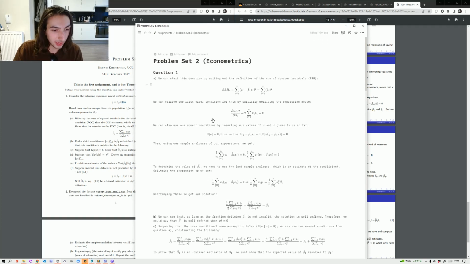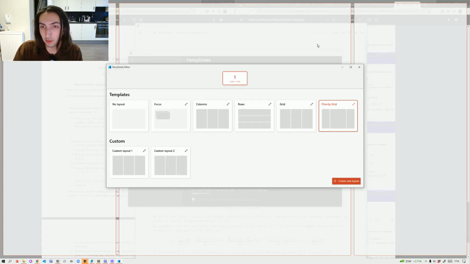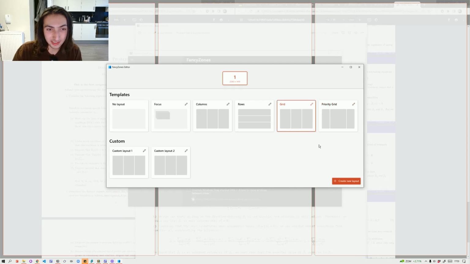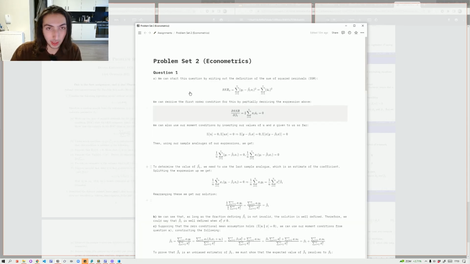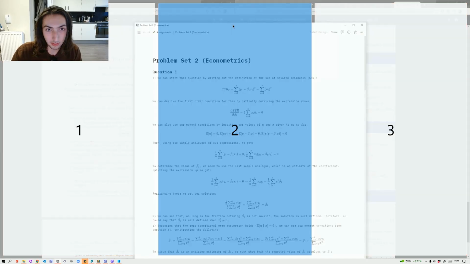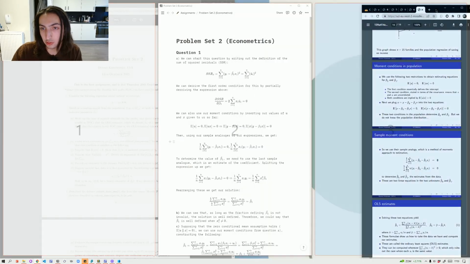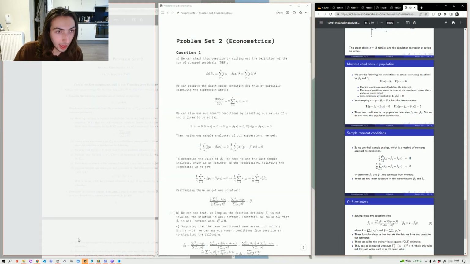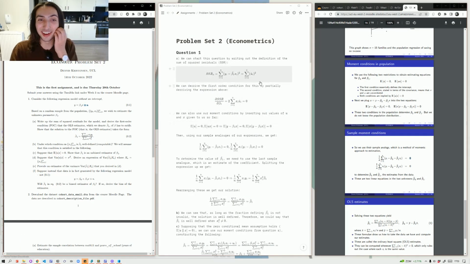I wonder if I can... Give me a second here. It might be better to put FancyZones on and do this grid. I hope this is still recording. All right. Yep. Okay, so this one can go in the middle. This one can go to the sides. Okay, I think that should be easier.